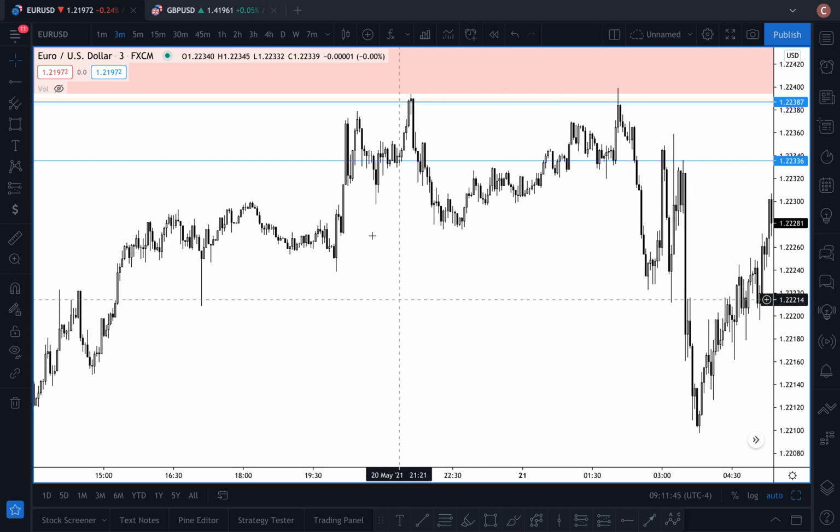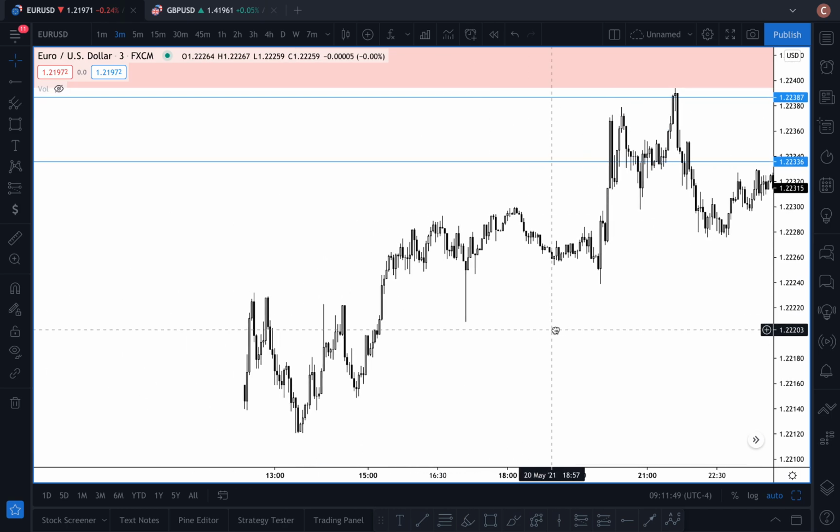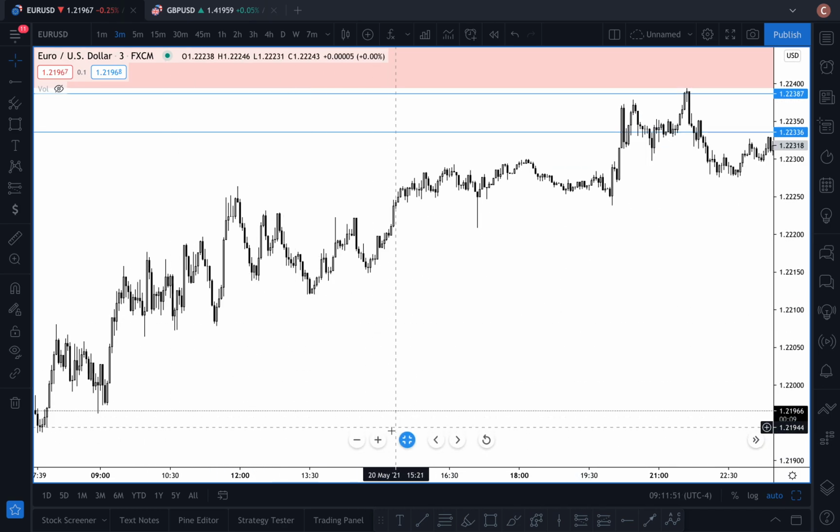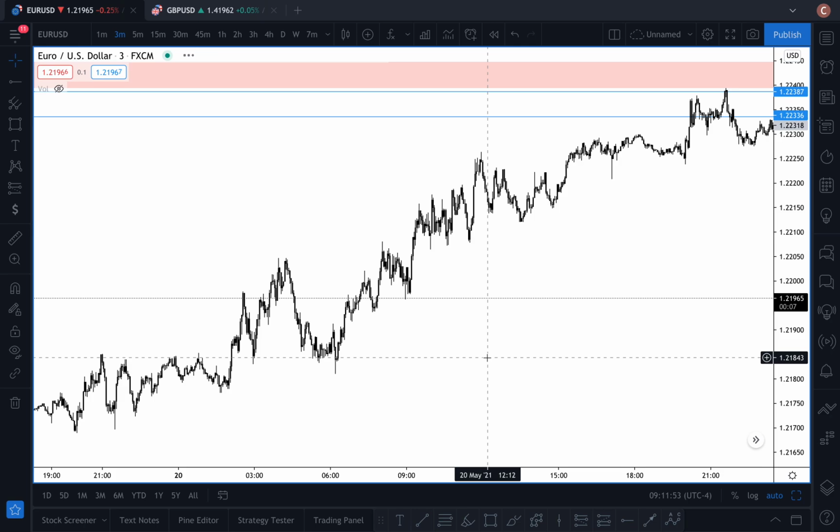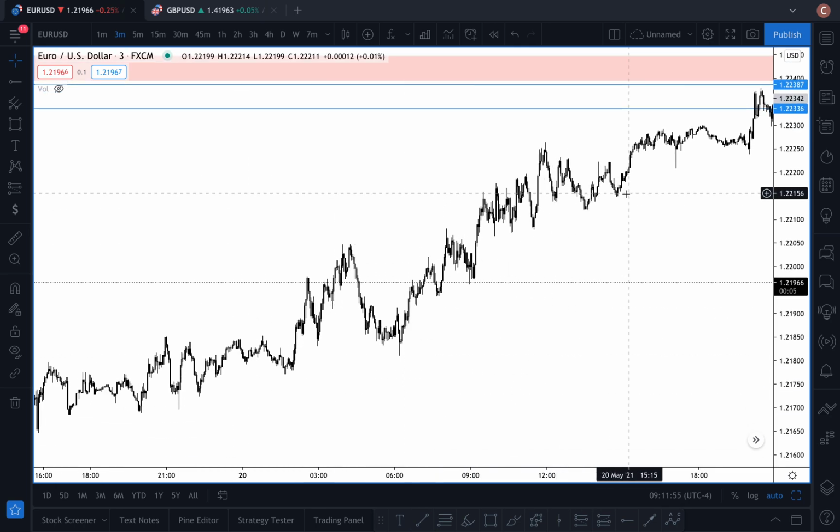The thing you want to understand is that we have this zone. If you check here on this compression, how the market was going to the upside. Do you see this compression, the way the market was going to the upside?